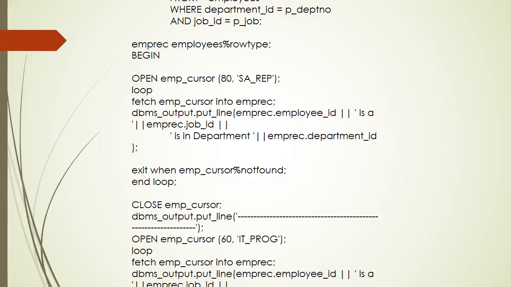Fetch empcur into vname, vsal. dbms_output.put_line(vname || vsal). Exit the loop if there are no more rows to fetch. Exit when empcur%notfound. End loop. Close the cursor area. Close empcur. End.